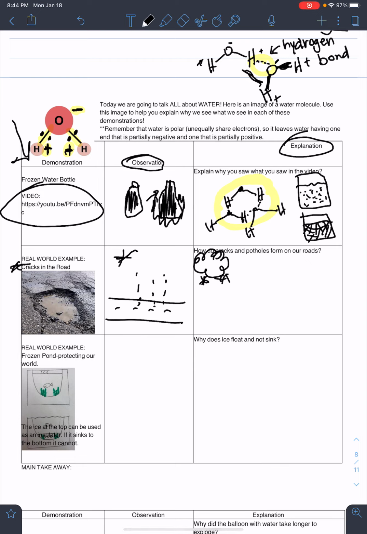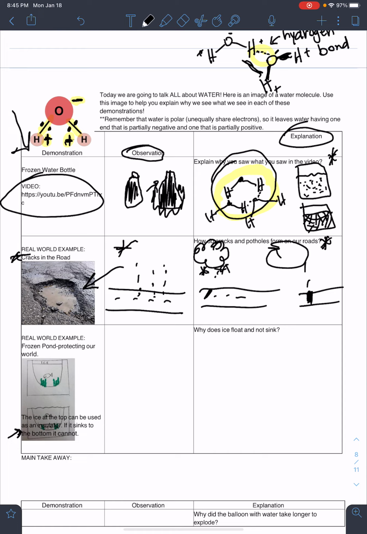All right, this last one, we're talking about a pond freezing. I'm sorry, in mine, the words kind of went over the picture here, but it's okay. Hopefully on yours you can see it. So at the top here, we see the ice. It expands, so it floats. That's why ice floats, because of the expansion, which is nice.